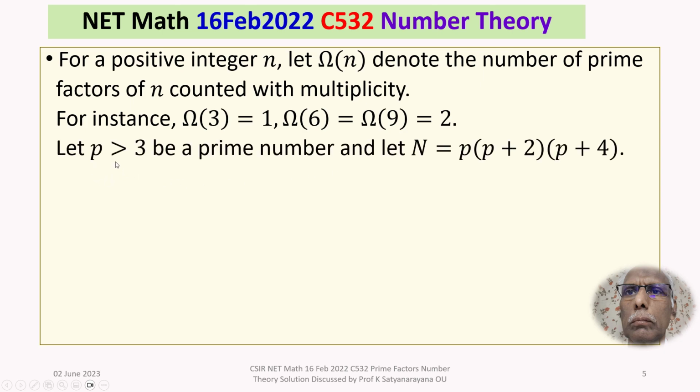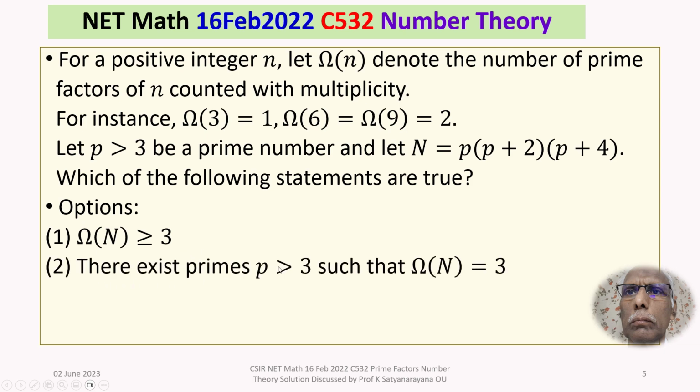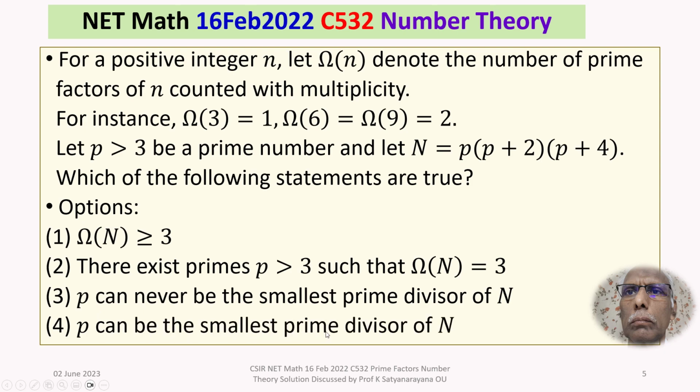Let p greater than 3 be a prime number, and let N is equal to p into p plus 2 into p plus 4. Which of the following statements are true? We are given four options. Option 1, omega of capital N greater than or equal to 3. Option 2, there exists primes p greater than 3 such that omega of capital N is equal to 3. Option 3, p can never be the smallest prime divisor of capital N. Option 4, p can be the smallest prime divisor of N.